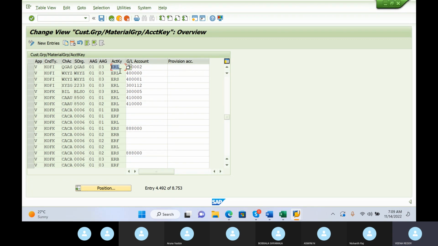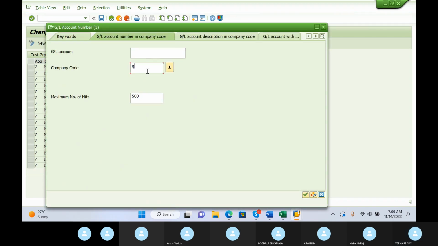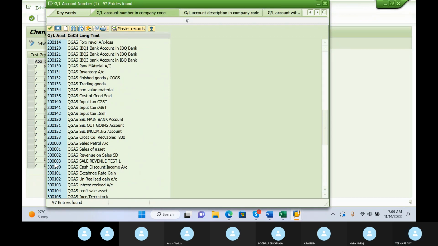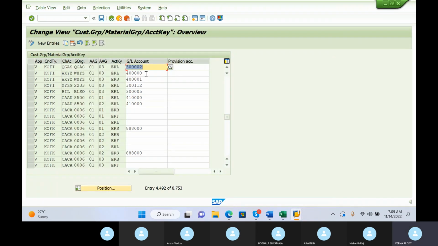This account key is also created by the SD consultant in the backend. They will give the required accounting keys. According to the accounting keys, account assignments will provide the GLs. This is 3 lakh 2, right? This is the sales revenue GL. 3 lakh 2, revenue on sales. Okay, revenue sales GL account.